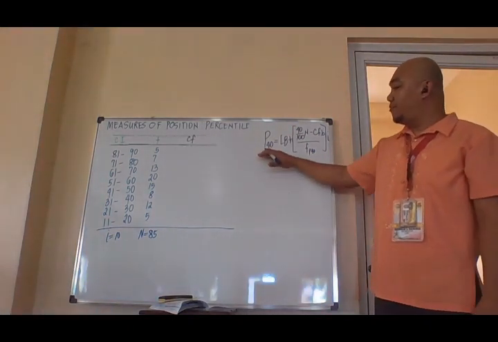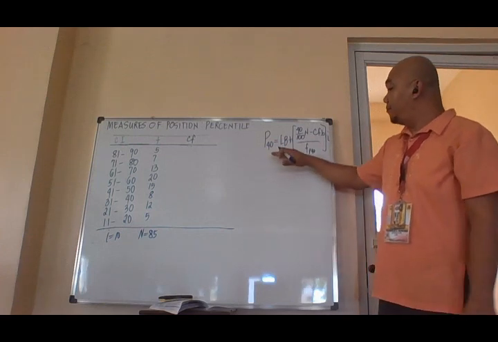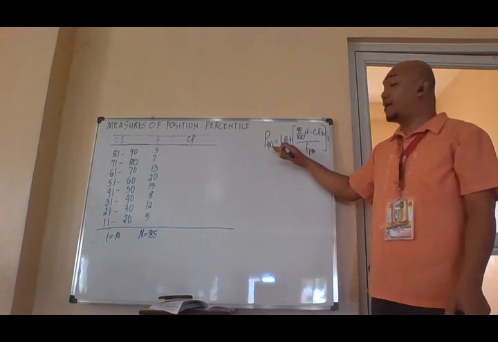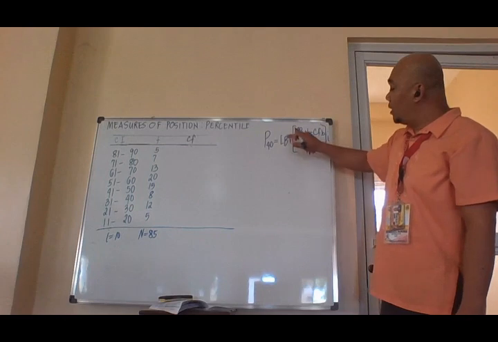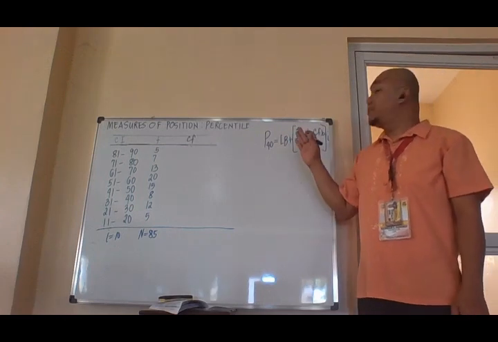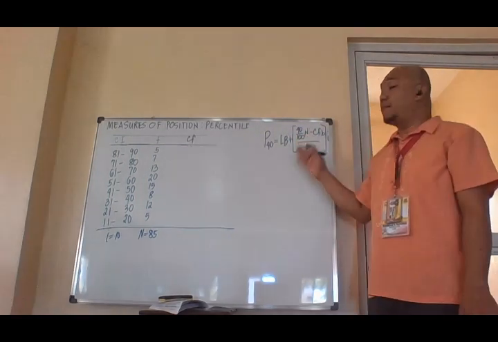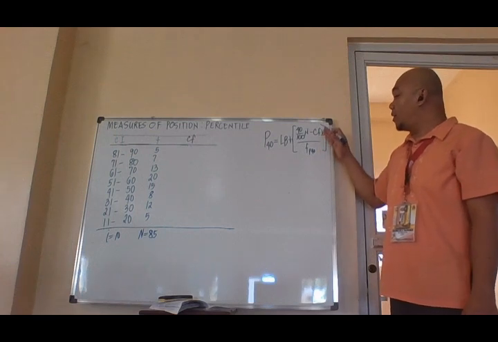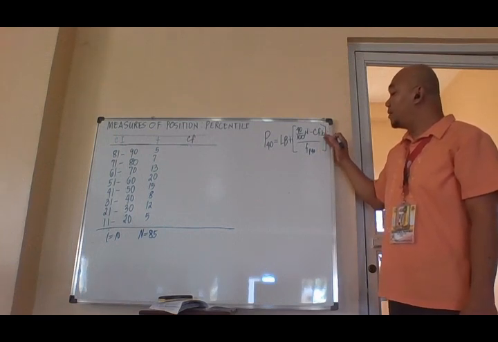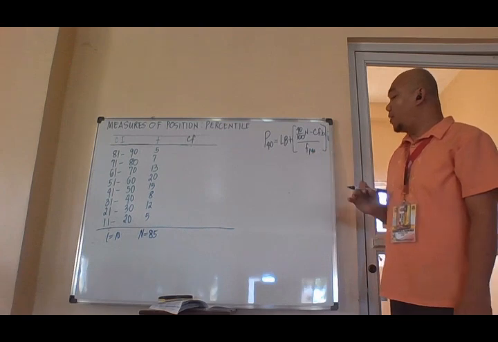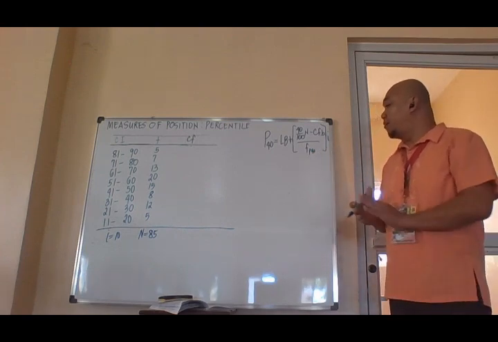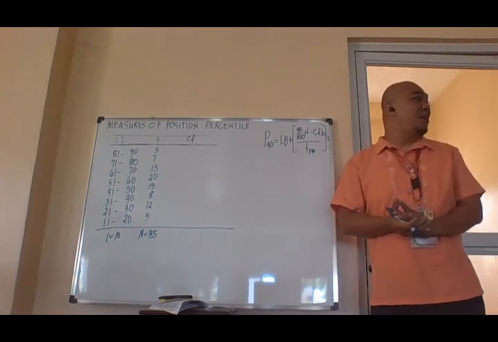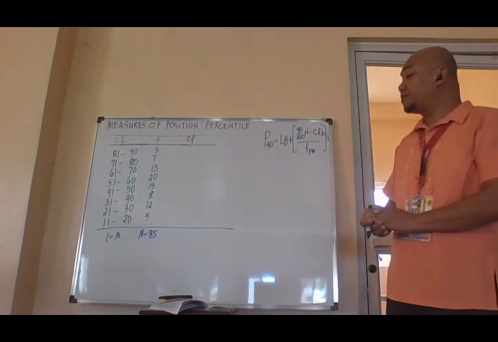We have here the formula for P40. We have the lower boundary of the 40th percentile class plus 40 divided by 100 times n, which is the total number of cases, minus the cumulative frequency before the 40th percentile class, divided by the frequency of the 40th percentile class, times the size of our class interval.